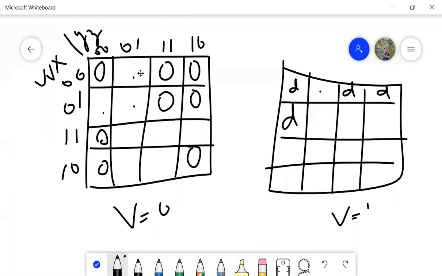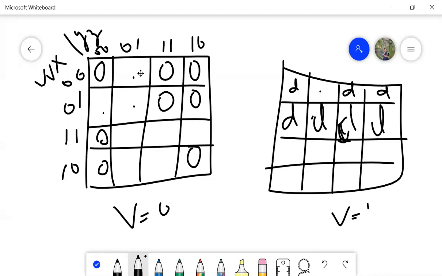I have an 18 and this is my 19. This will be my 20. This will be my 21. I have a 22 over here. 22 is also a don't care. Then what else do I have? I have a 23 also. So I have both 22 as well as 23.